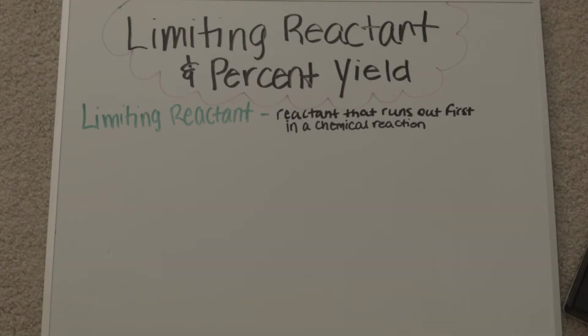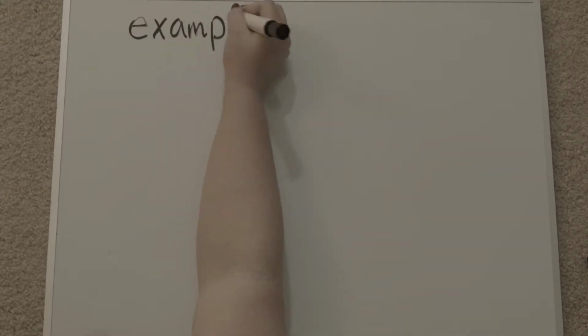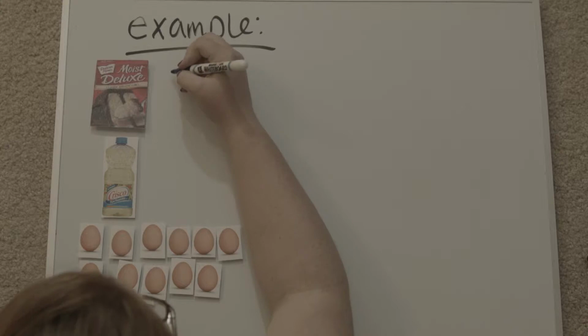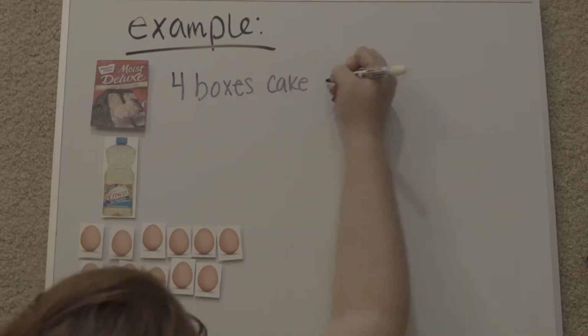Okay, so today we're going to go over limiting reactant and percent yield. A limiting reactant is the reactant that runs out first in a chemical reaction. So a real life example of this would be making a cake out of box cake mix. So you have your box mix, your vegetable oil, your eggs. So let's say we have 4 boxes of cake mix.